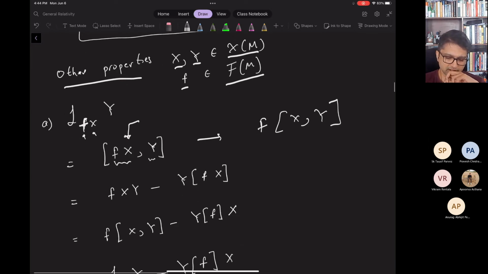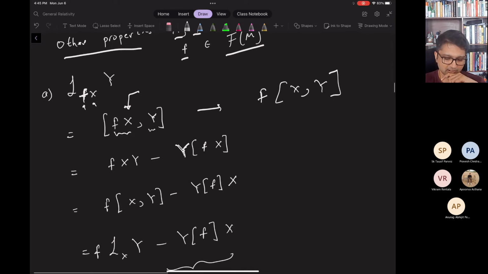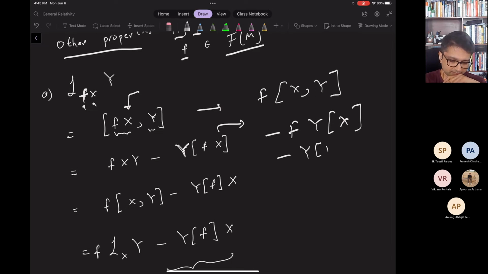You can show rather easily that this is fX acting on Y, which is just fXY, minus Y acting on fX. Now, if f is not a constant, then Y acting on fX can be thought of as either f with Y on X, or Y acting on f times X. So this I can club with this, and write it as f times the commutator of X and Y.